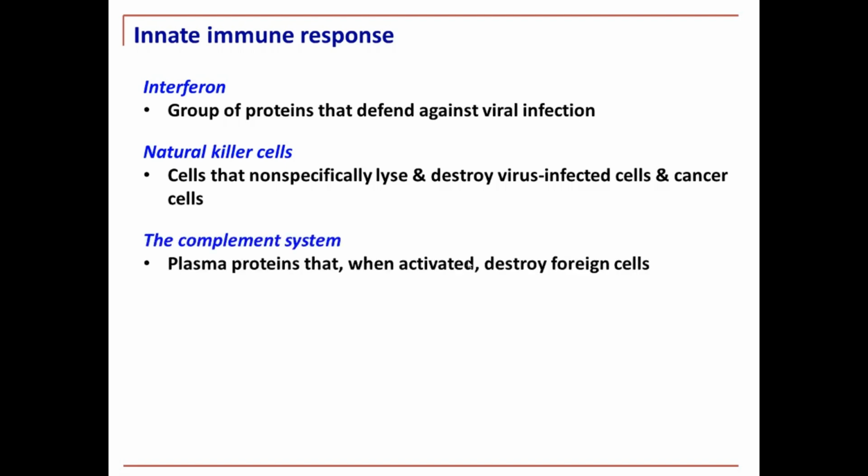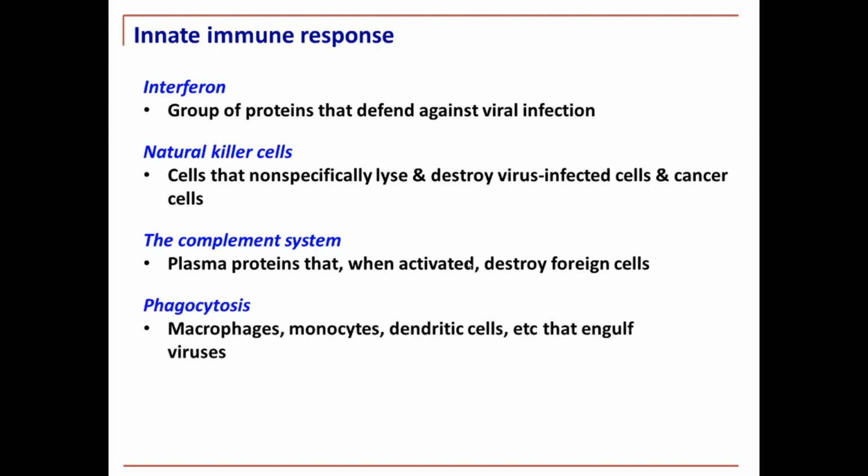We have the complement system. So this consists of a series of plasma proteins that, when activated, help to destroy foreign cells. And we've got phagocytosis. So again, these are your macrophages, which are specific to tissues, your monocytes, which are floating around the blood, your dendritic cells, etc. And they help to engulf viruses and other pathogens.